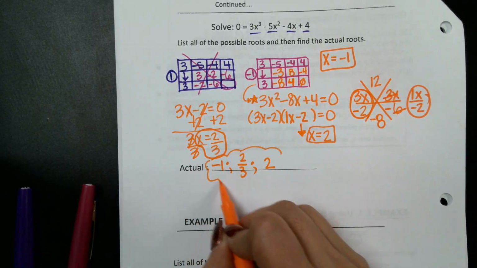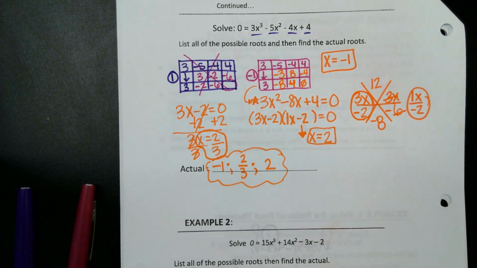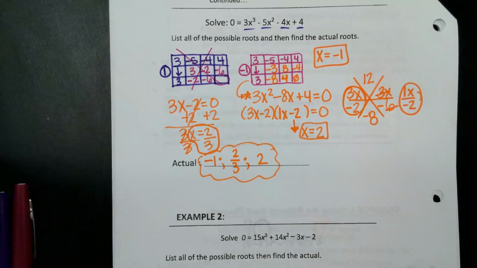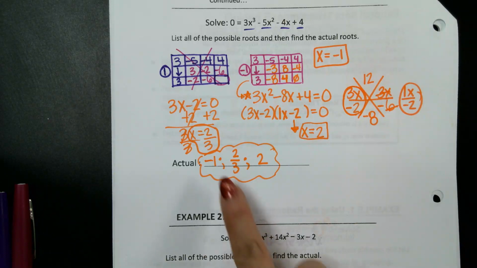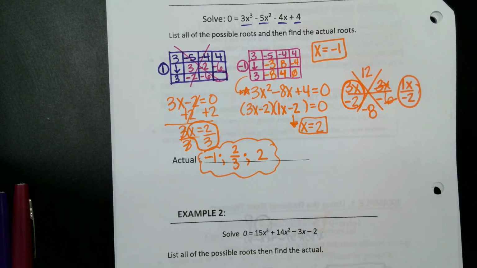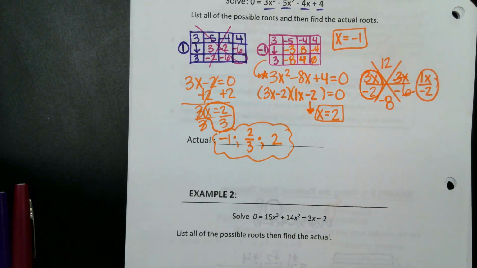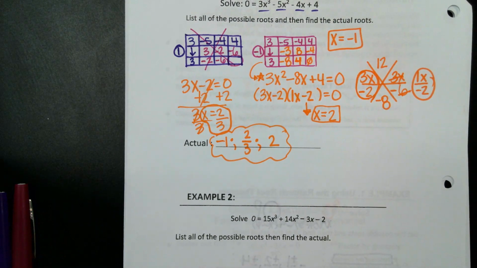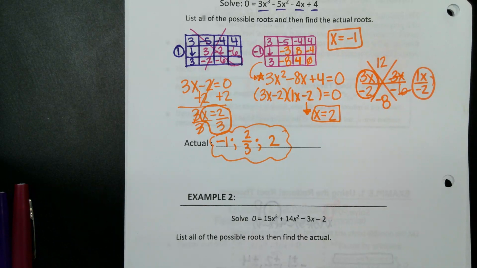So out of the 12 possible solutions, there were actually only 3 that work. And if you look back at your list that we made on the previous page, all 3 of these numbers were possibilities. We just had to figure out which ones actually worked. What do you guys think? Is that okay? Maybe? Ish? Well, good news. We're going to practice 2 more together.